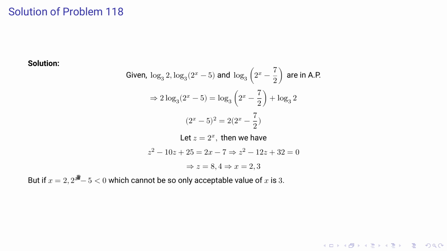But if x is 2, 2 to the power x minus 5 would be minus 1, which is less than 0, because this should be greater than 0. So we cannot accept x is equal to 2. Only x is equal to 3 is an acceptable value.